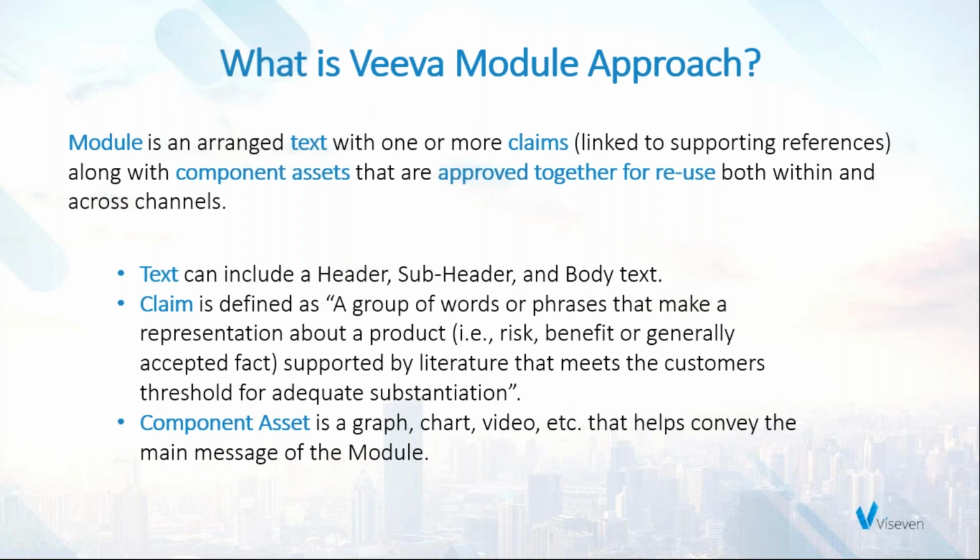Text component can include a header, subheader, and body text. Claim is defined as a group of words or phrases that make a representation about a product. And component asset is a graph, chart, video, etc. That is what helps convey the main message of the module.